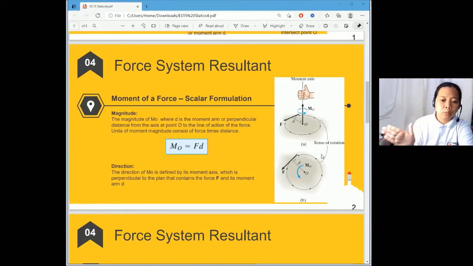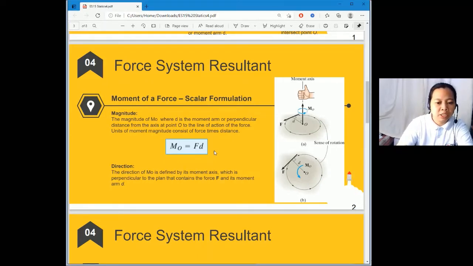Again, using your right hand, the direction of the application of the force is going counterclockwise, then the thumb points up. The sense and direction of the moment will be going up, the direction of your thumb. So if the force goes counterclockwise, then the moment goes up. Do not confuse yourself. It is simple, just the sign convention of signs.